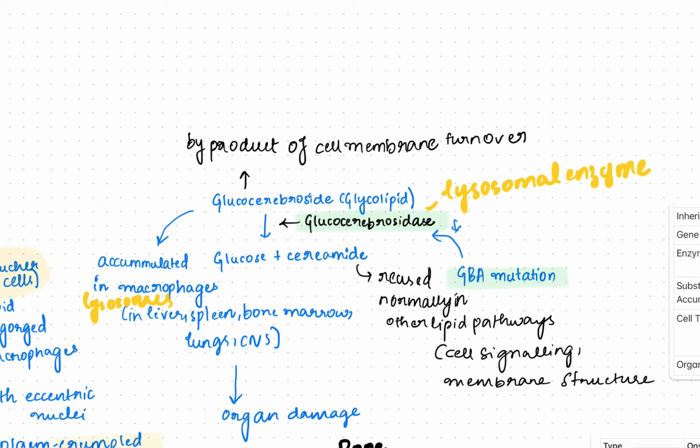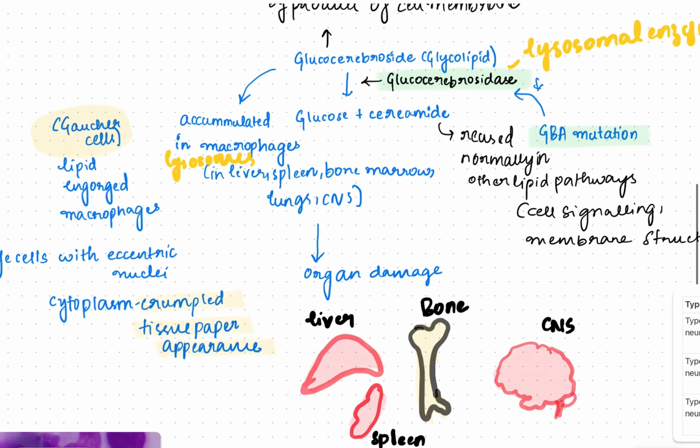So this leads to inhibition of the breakdown of glucocerebroside, and it accumulates in the lysosomes in the macrophages. These accumulate in the organs which are rich in macrophages like liver, spleen, bone marrow, lungs and CNS, and cause organ damage because of the inflammation.